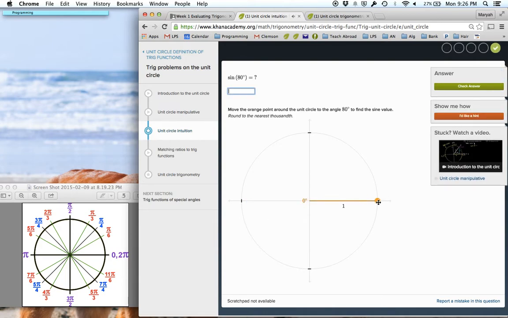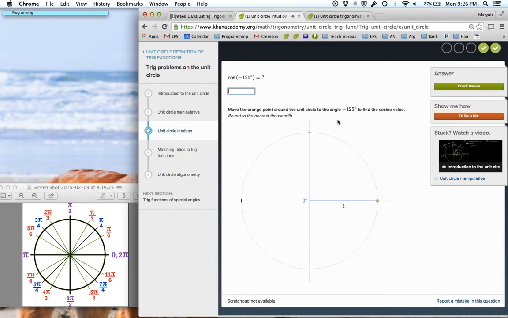Let's try it again. We need 80 degrees. So I'm going to move this until I see an 80 in that center. This number right here needs to be 80 degrees. Sine, again, is referring to our y value. So we're looking at the vertical number. So 0.985.